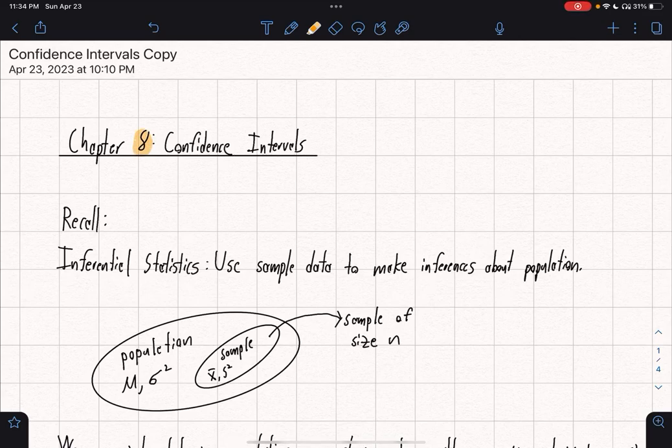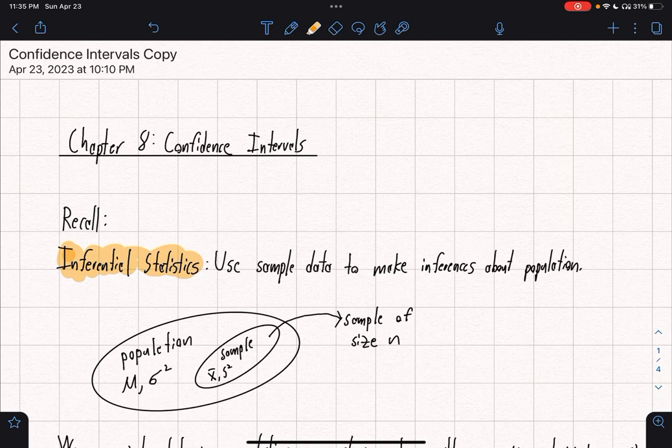All right, we're moving on to chapter 8, and this is on confidence intervals. So we've seen these notes before, but let's just go through it again. Let's just recall. We've been talking about inferential statistics, which is all we're saying is that we're using sample data to make inferences about the population. So we've seen this picture multiple times before.